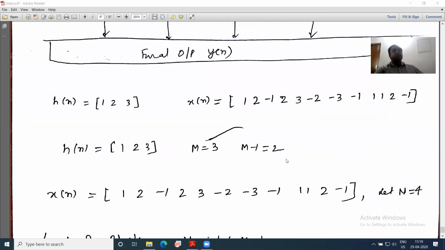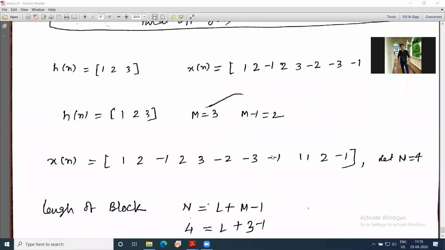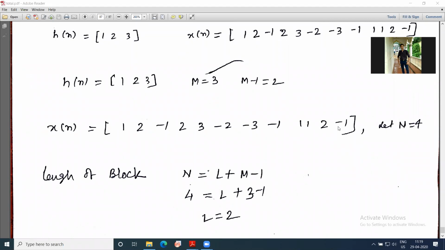So M minus 1 is 3 minus 1, which is 2. Now I have taken N equal to, suppose, 4, so I will take 4 data. I have to assume N equal to 4. If N equal to 4, then what is L? L equal to 2. Now my block length I will choose as 2.